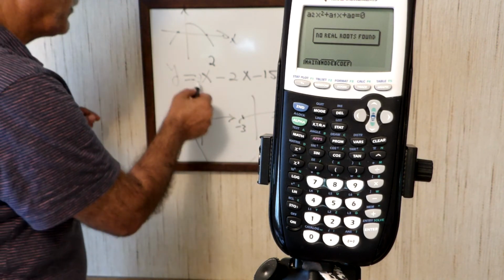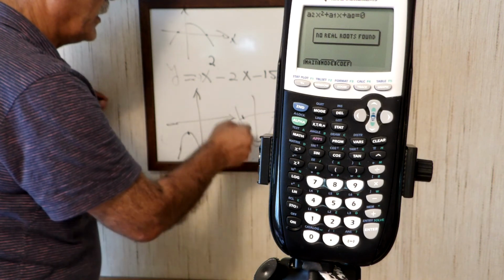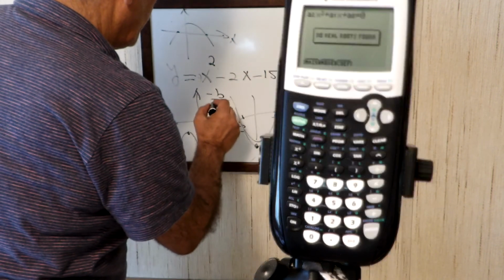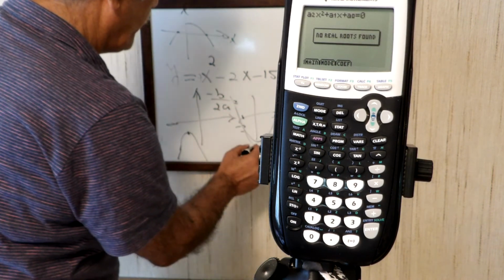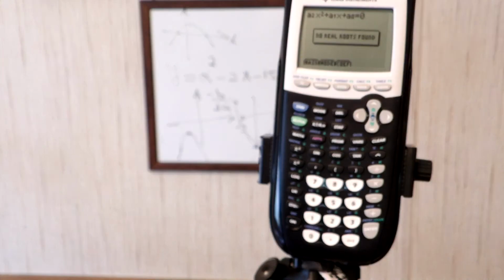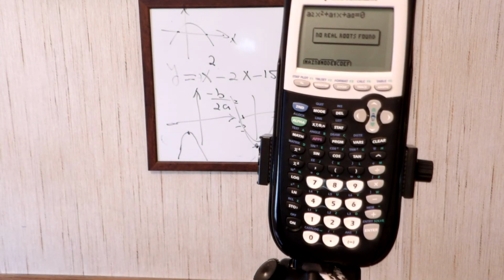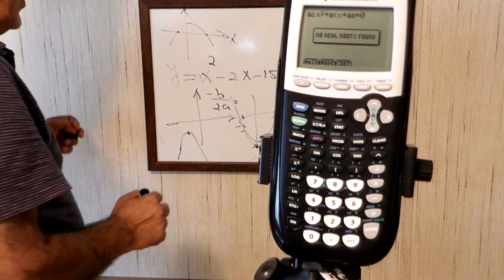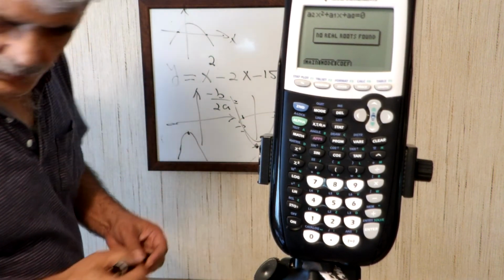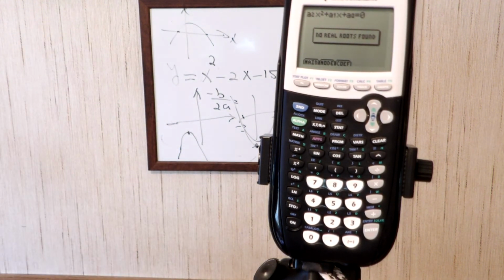And when it's positive, it's going to be like this. Now, if you want to find this point, you use minus b over 2a to find the value of x, and give that value of x to the original equation. You find the value for y. So that's it.